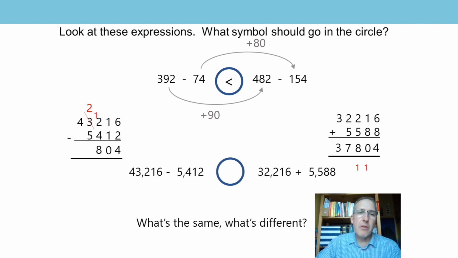Then we have the thousands column. Again, we're going to need to regroup the 10,000s. So we'll exchange 1 10,000 into 10 thousands. We have 3 10,000s remaining, and we'll have 12,000. So 12,000 subtract 5,000 is 7,000, and then we have three 10,000s, so 37,804. Wow, those are both equal, so our equal sign will be in the circle.